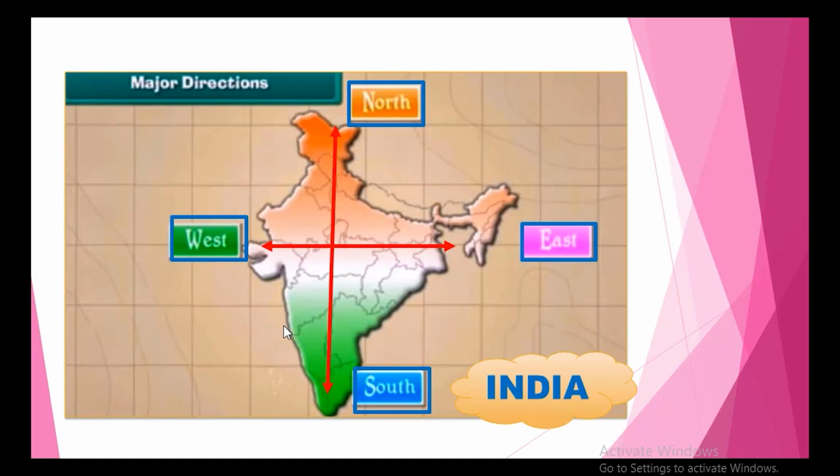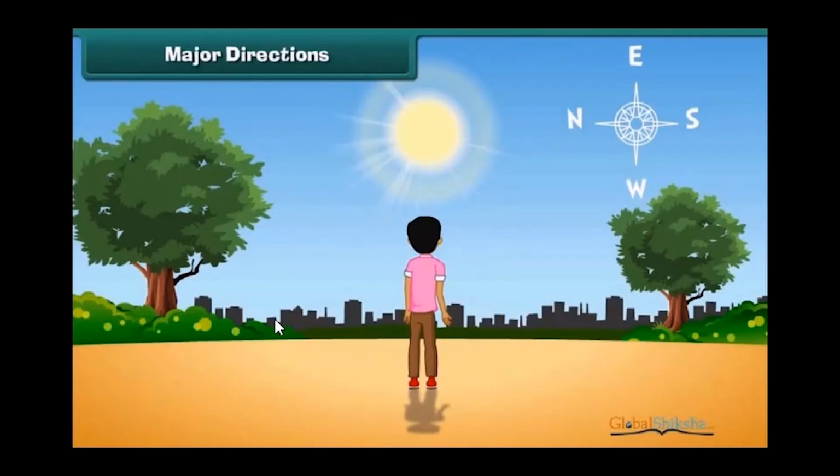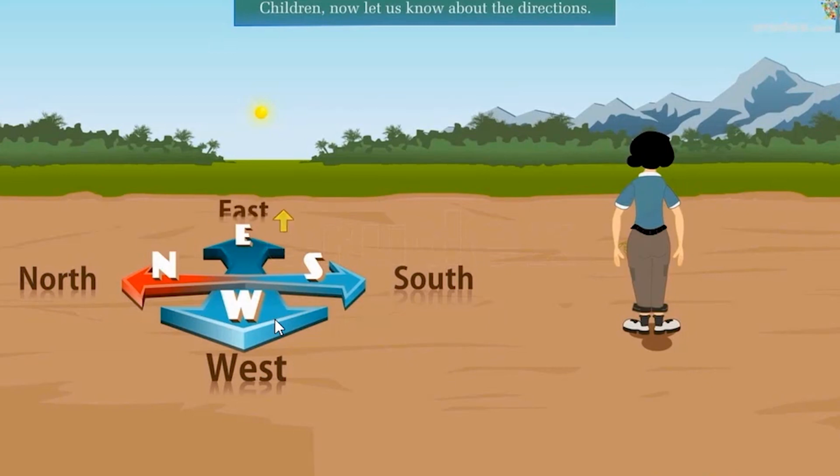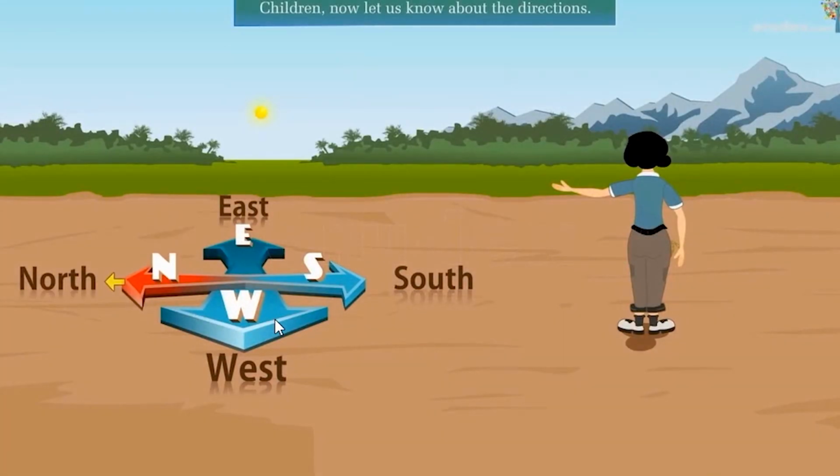Before I wind up, let's revise this lesson. Directions. The boy stands facing the rising sun in the morning, his face towards the east and his back towards the west, his right hand towards the south and his left hand towards the north.